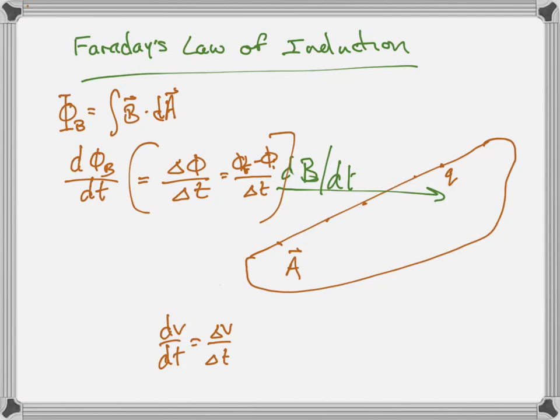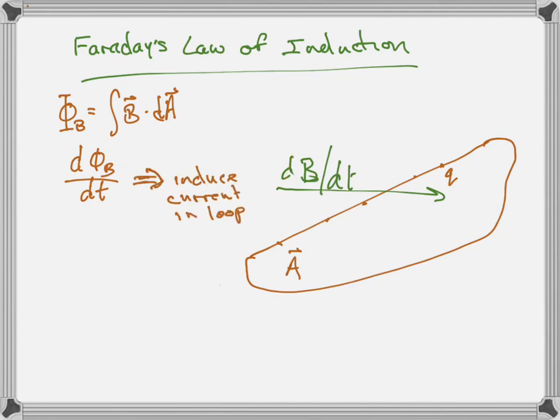Okay, getting back to changing flux. If the flux changes with time, then we induce a current in a loop. If we've induced a current in the loop, then we must have created a potential difference that pushed those charges to create a current, and we call that potential difference an EMF.